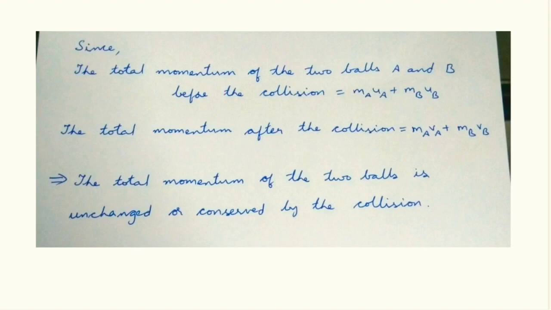As the total momentum of the two balls A and B before collision is equal to the total momentum after the collision, that is, MAUA plus MBUB is equal to MAVA plus MBVB. From equation 2, we observe that the total momentum of the two balls remains unchanged or conserved. So from this, what we understand is conservation means no change or remains constant.